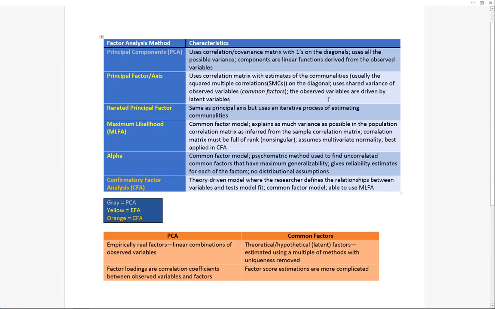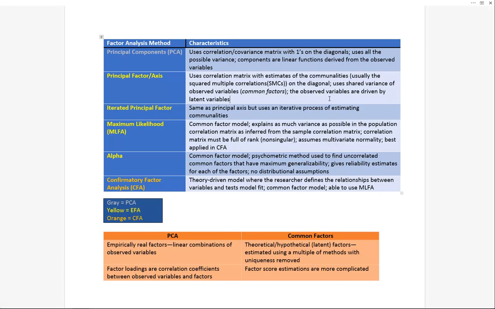This also uses shared variance of observed variables, and we call these common factors. The observed variables are driven by latent variables. I'll talk more about that in a second, but I want to get this idea of common factors. This is the idea that we're searching for underlying latent variables. The search for common factors is focused upon finding those properties that are common to several, many, or sometimes all of the observed variables. And I will better demonstrate with a diagram in just a moment.